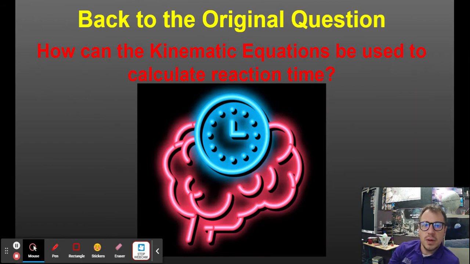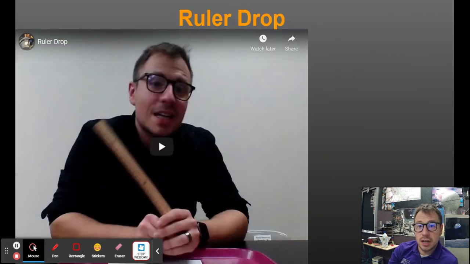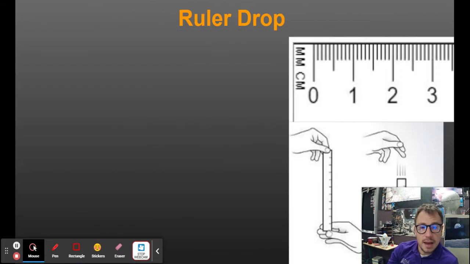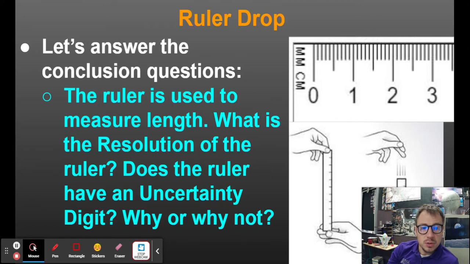How can the kinematic equations be used to calculate reaction time? So we did the ruler drop lab. What we did was we dropped a ruler and somebody was trying to catch it. One person drops a ruler, the other tries to catch it, and we can use the distance that they caught it at to calculate the reaction time. Now, the first thing we need to do is look at the ruler and figure out how we are going to record this data.